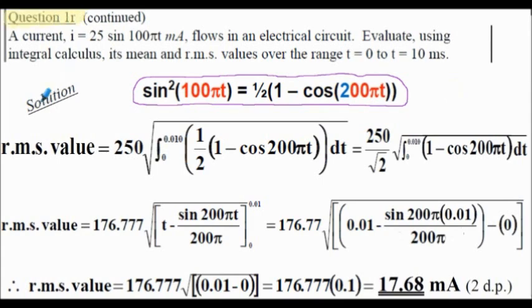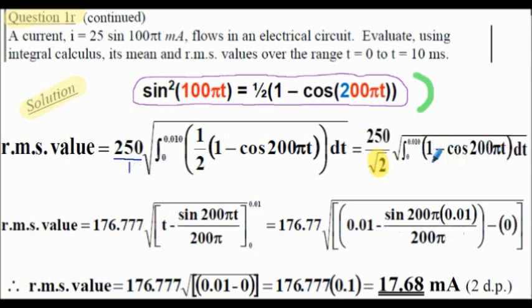Question 1r, solution continued. Repeated our trigonometric identity from the previous slide. So using this trig identity, we replace the sine squared 100 pi t with this expression here. Just notice the next step, I've taken the 2 outside of the square root sign shown here. If it helps with your understanding of the fractions, think of this as being 250 divided by 1, then taking the 2 outside, and it becomes 250 divided by the square root of 2, shown here.